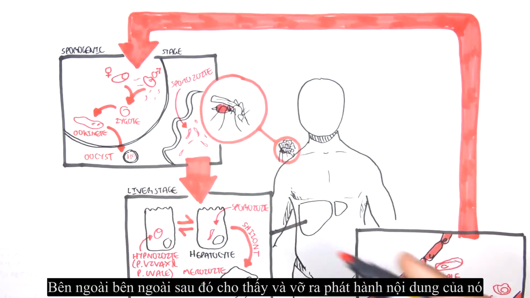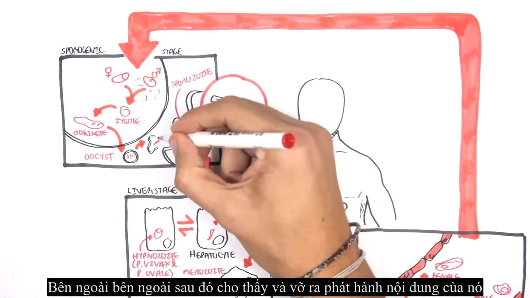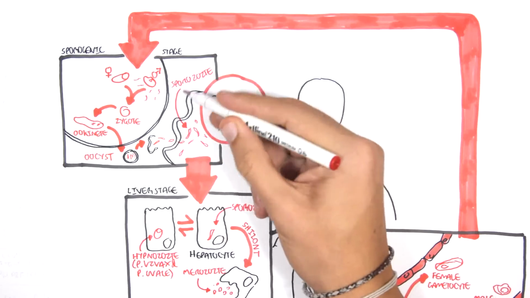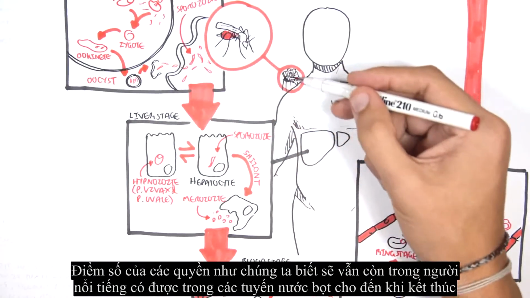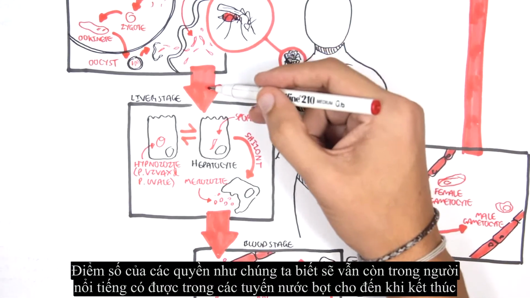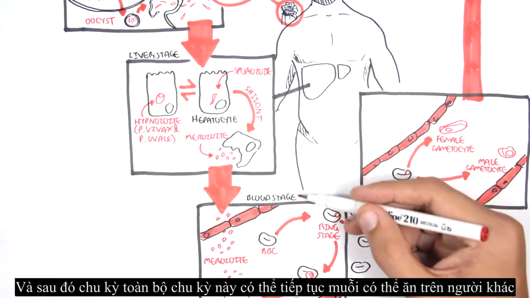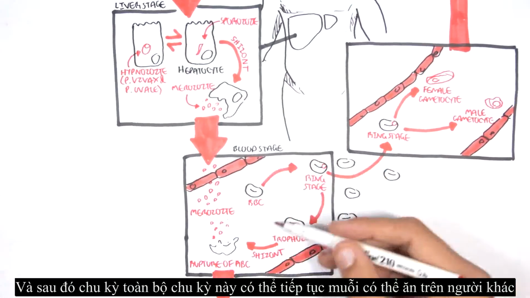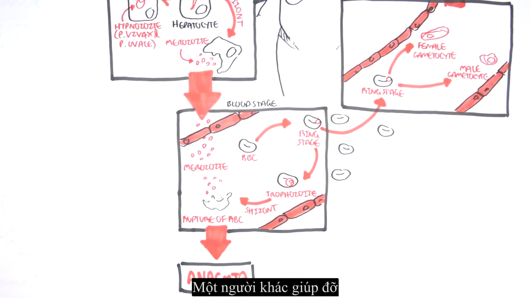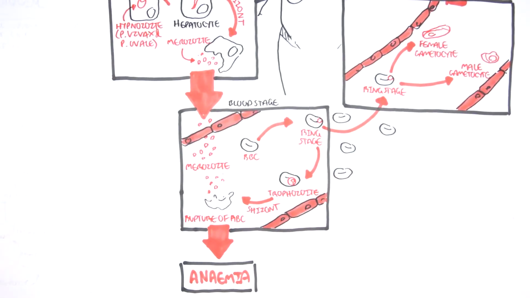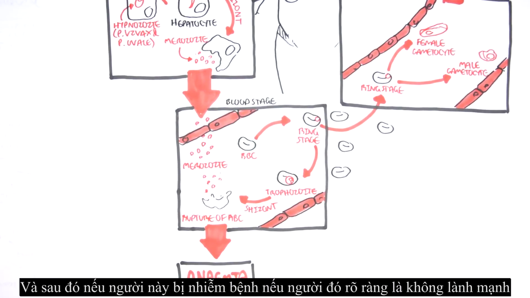The oocyst then matures and ruptures, releasing its content, which are the sporozoites. The sporozoites, as we know, will remain in the salivary glands until the infected mosquito feeds again. It will feed off humans again, and then this whole cycle can continue. The mosquito can feed on another person who is healthy, and then that person will become infected and unhealthy.